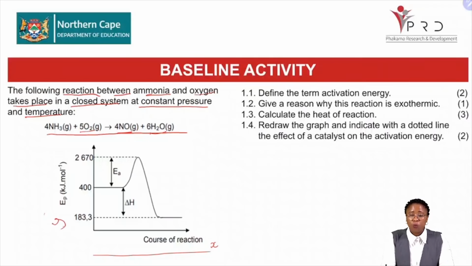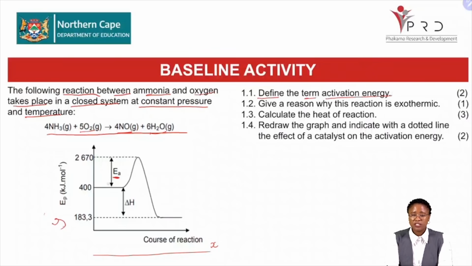Now, 1.1 says to us, define the term activation energy. Now, activation energy, remember, is the minimum energy required for a reaction to take place. All right, I hope you still remember that from your grade 11. Now, if we look here, the symbol EA represents our activation energy, which is the minimum energy that was needed for this reaction to occur.